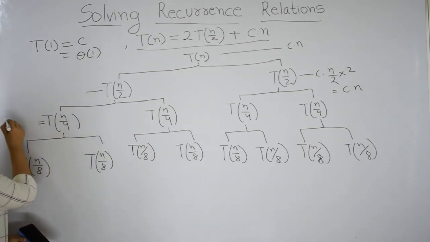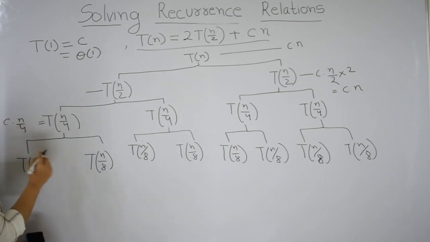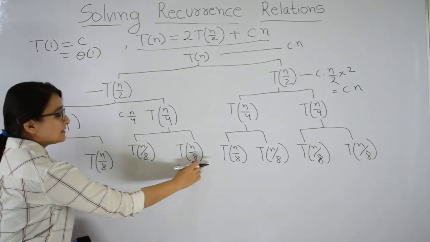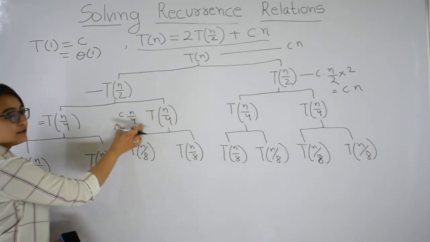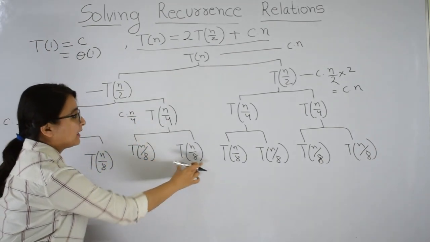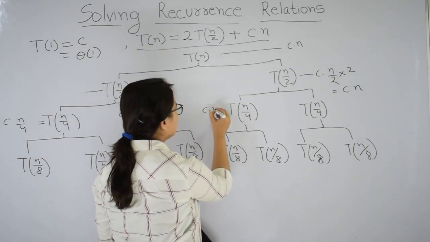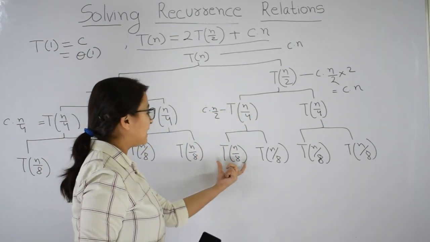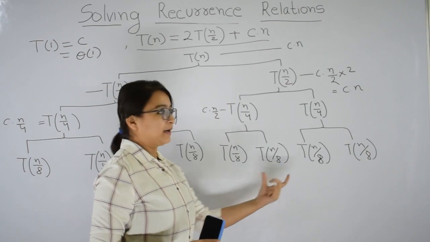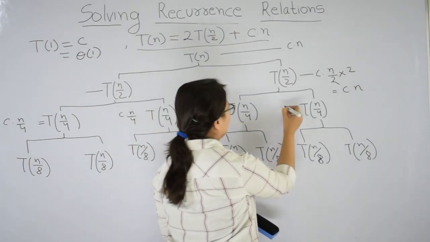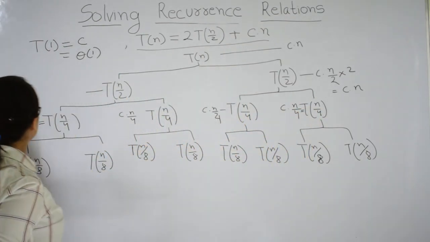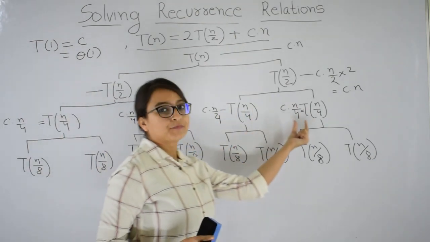and this will take time C into n by 4. This will also take time C into n by 4. So C into n by 4 plus 2 calls, the time taken by this is C into n by 4 plus time taken by a call on size n by 8 and a call on size n by 8. The same will happen with this: C into n by 4 plus time taken by a call on n by 8 and a call on n by 8. C into n by 4, right? So this C into n by 4 is occurring 4 times.